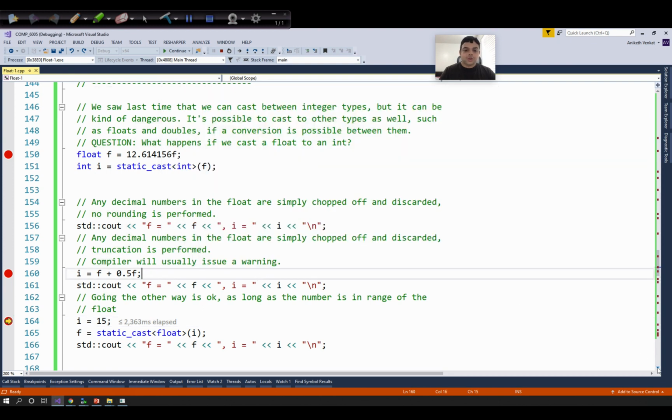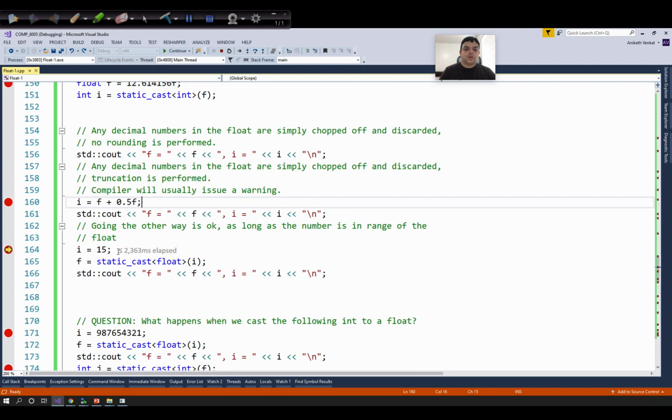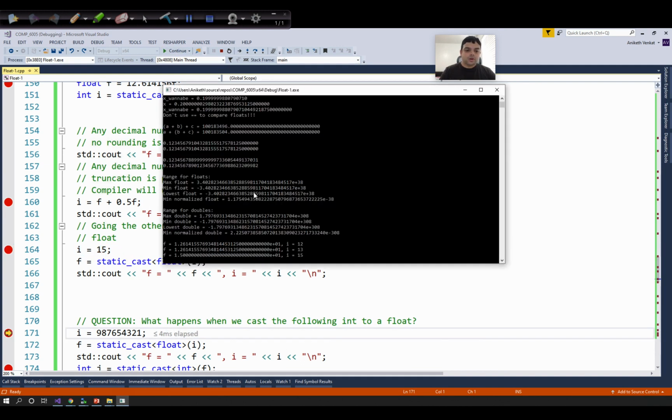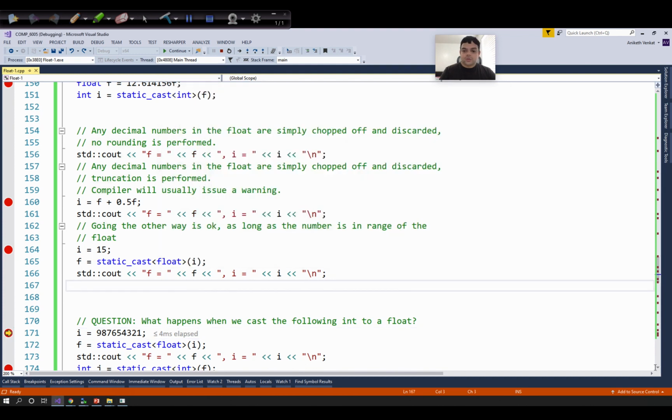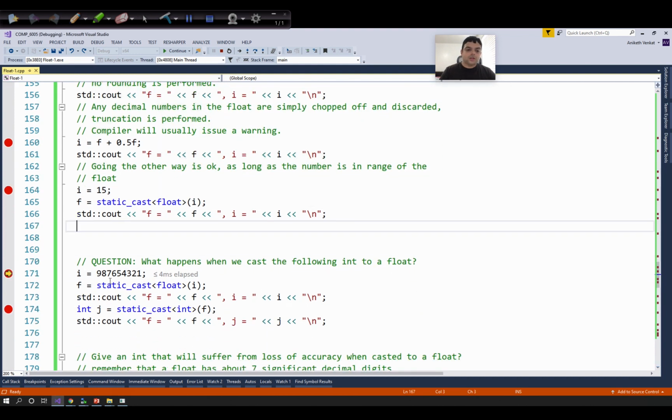Now going the other way should be okay. That is, when we initialize an int with 15 and then cast it to a float, the result should be okay. So when we print f and i again, notice i is equal to 15 and f is exactly 1.5 times 10 to the power of 1. However, is this always the case? That is, when we have a bigger number, like a bigger integer here, 987654321, what happens when we cast this to float, and what happens when we cast it back to an int?